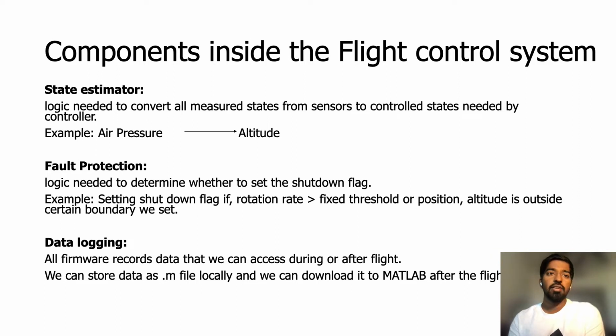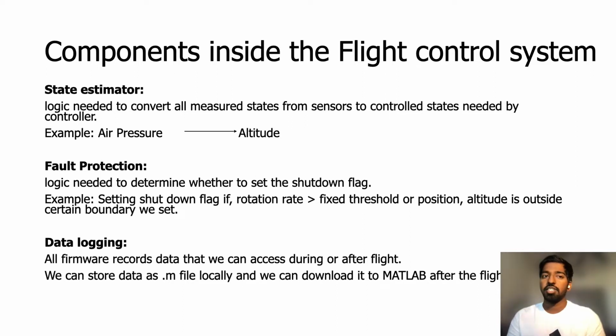These are the components inside the flight control system. The first one is a state estimator, which is nothing but logic that converts all the measured states from all the sensors to the control states read by the controller. For example, let's say the drone has an air pressure sensor, but here we are not trying to control the drone to any particular pressure. So all we need is just altitude. So we can just convert this air pressure to the altitude here.